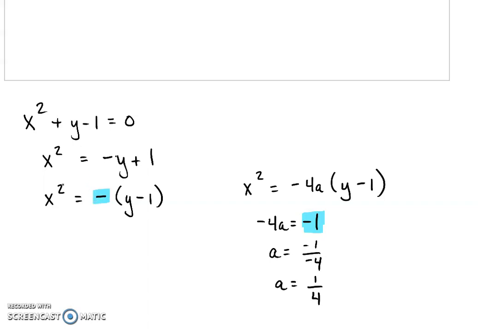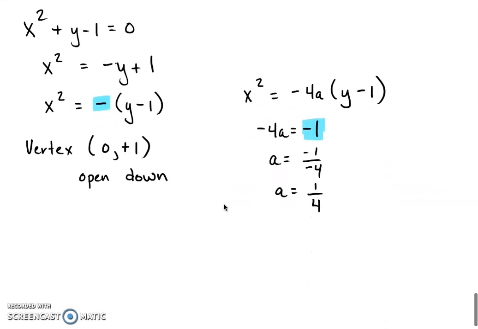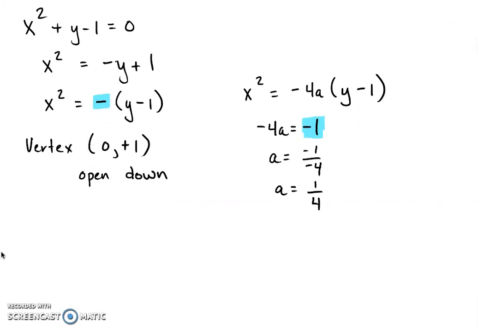What we really need is our vertex, which we know is 0, 1. We need to know that it opens down. We know that because we have an x squared and a negative in front there. And we need another point. So let's find another point.